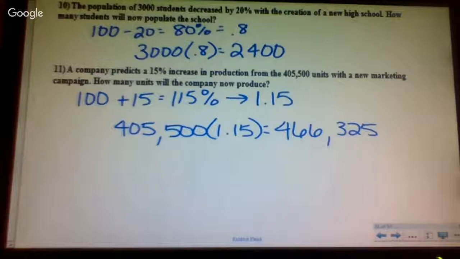Good way to check yourself. It's increasing. Was this number higher than this number? Yes, we're good. This one was decreasing. This should be lower than this. Okay, so you can double check yourself this way.